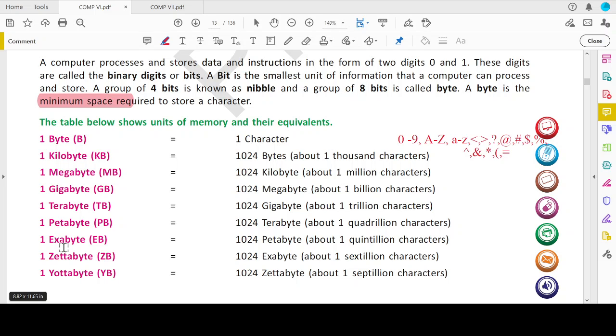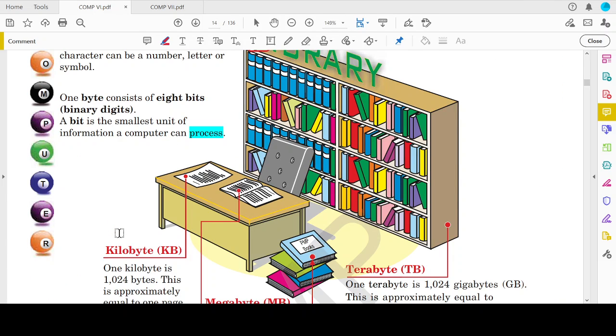So this storage space is of the order of this. It may be petabyte, exabyte, zettabyte, or whatever. It's according to the requirement of the server, right? So bigger units are required for bigger storage devices.